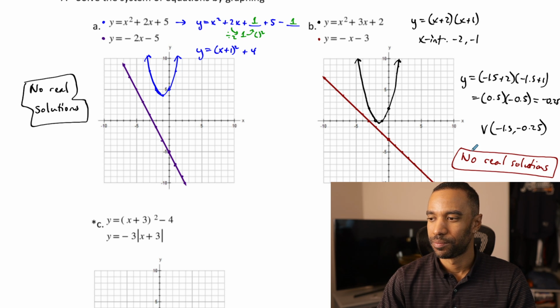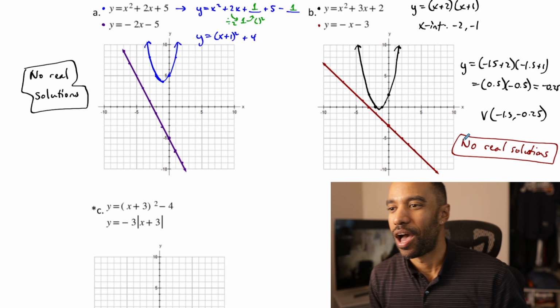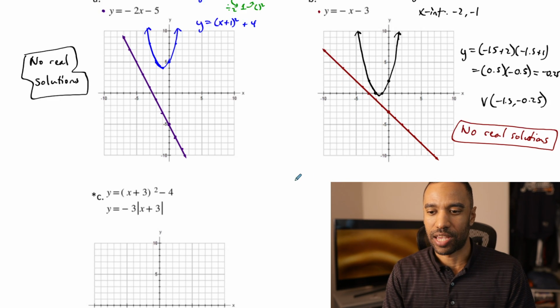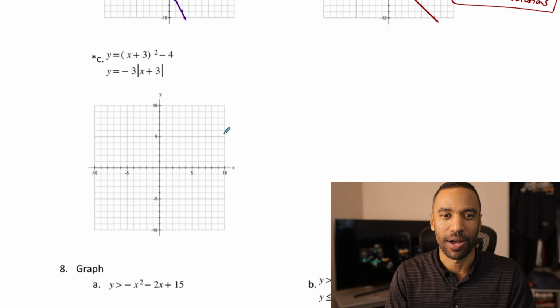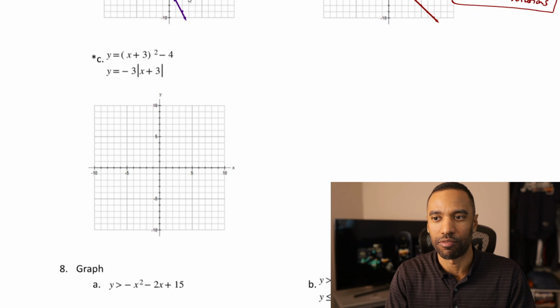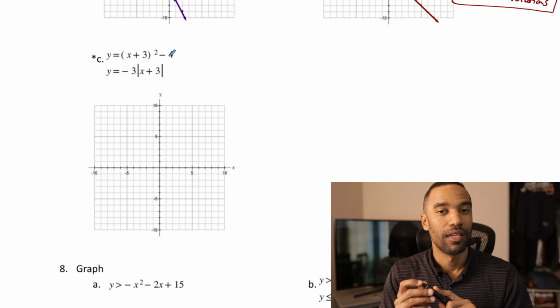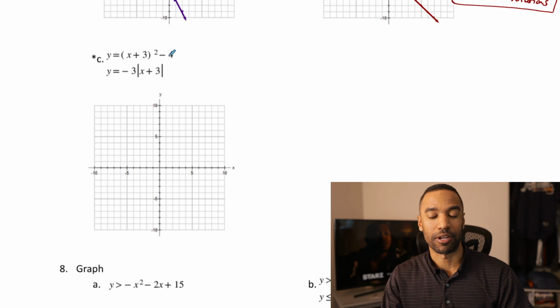Once more. Good stuff, right? All right. Part C, it's asterisked. I'm not quite sure why, but we got a quadratic graph and an absolute value graph. It's possible that it's asterisked because maybe you have to use a calculator. I'm not sure. I haven't done it before.